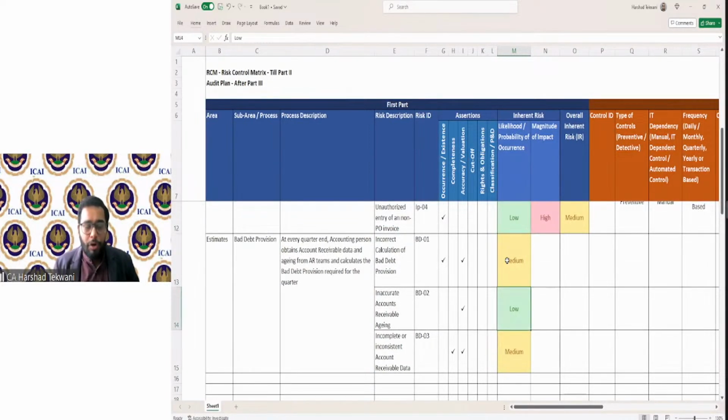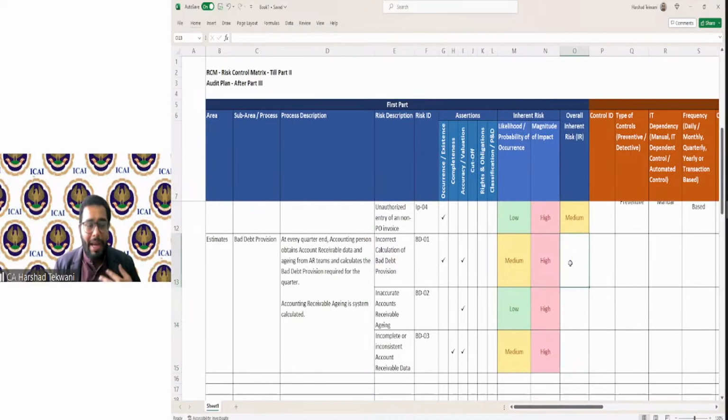Inaccurate aging, I'd say low, because it's system driven. The accounts receivable aging is system driven or system calculated. That's why I say there is very little chance of aging being wrong. Then as a magnitude, if a provision goes wrong, it will have a high impact. If the accounts receivable aging is wrong, it will also have a high impact.